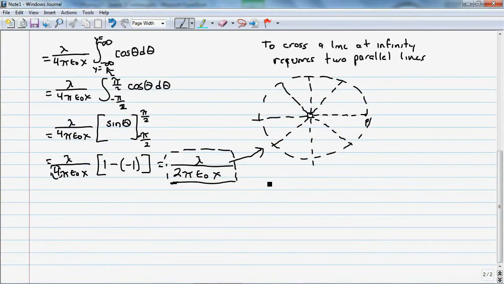So next we'll look at another charge distribution, and it's going to use something that we came up with in example 1.